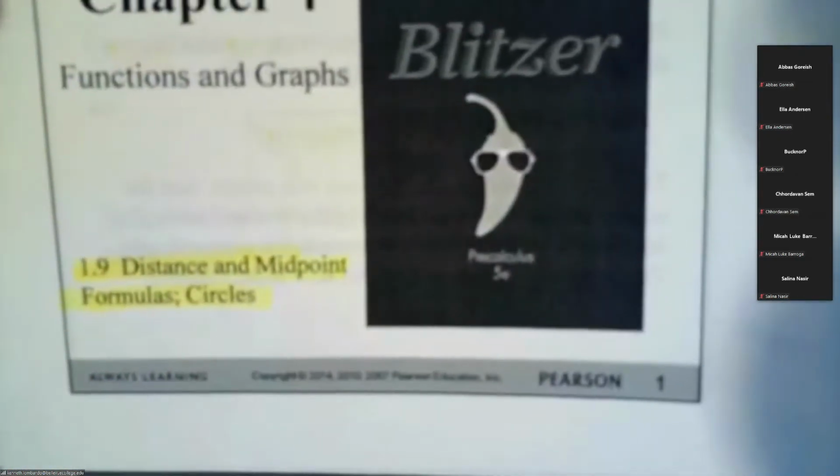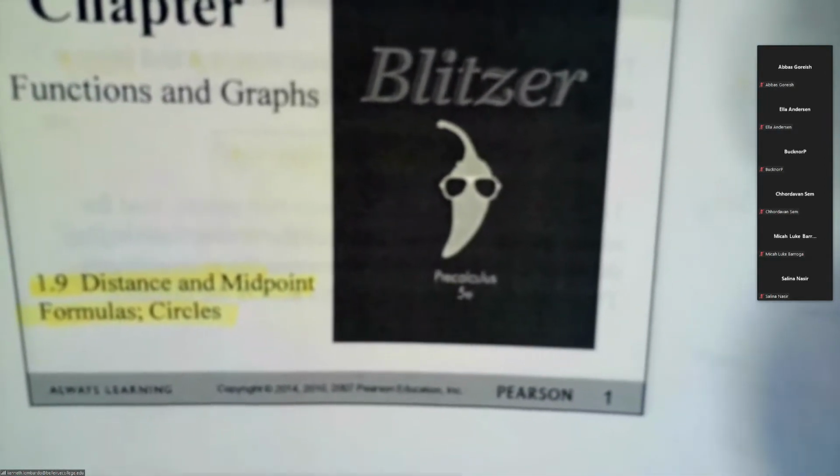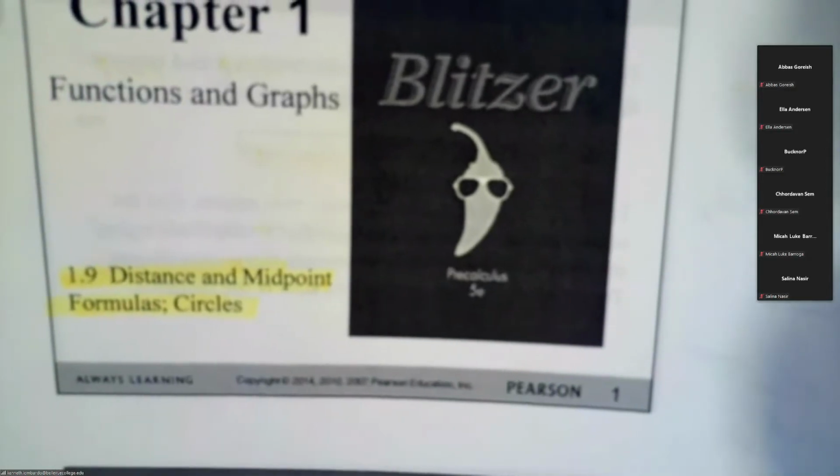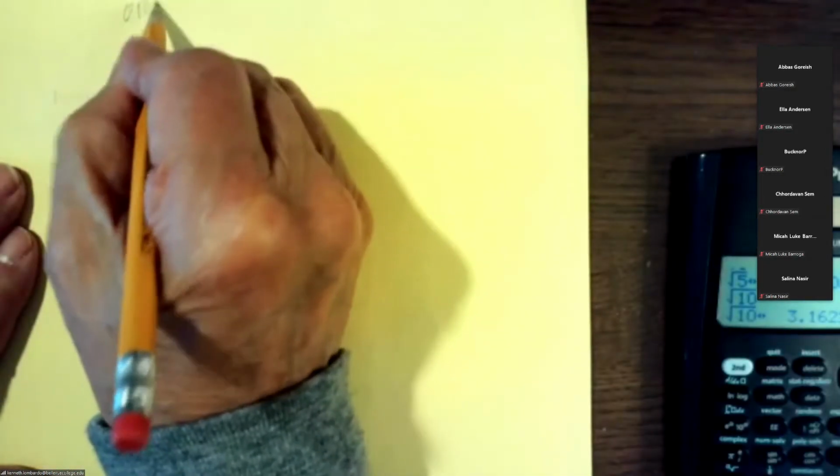Now, what I want to do in the next section is talk about distances, midpoint, and circles. And we want to make sure we've got time to cover this section as well. So, distance and midpoint formulas and circles, we have the following objectives.